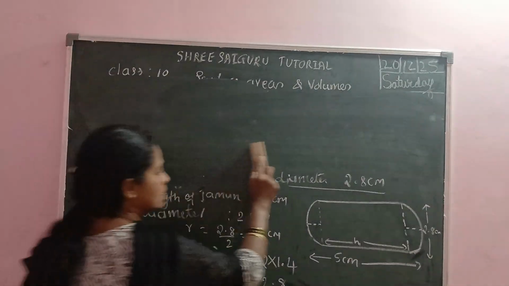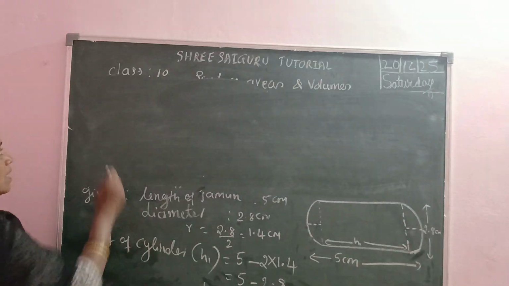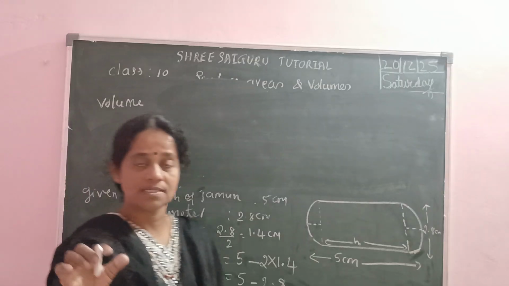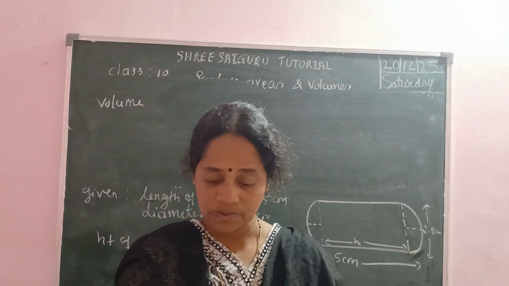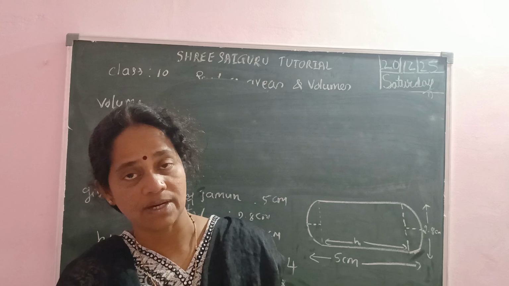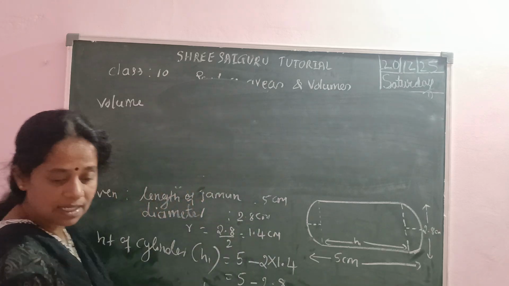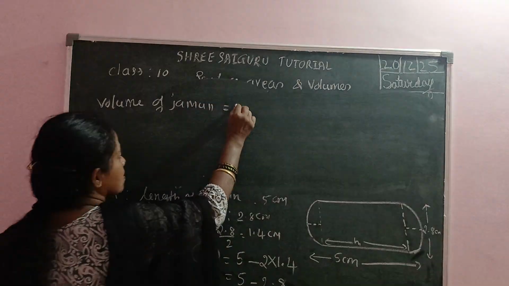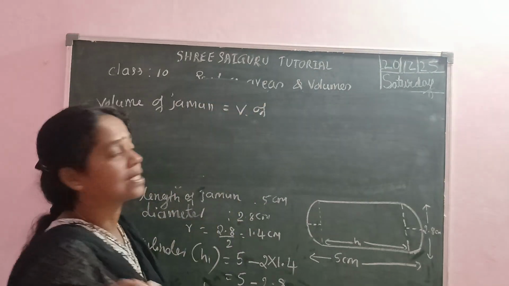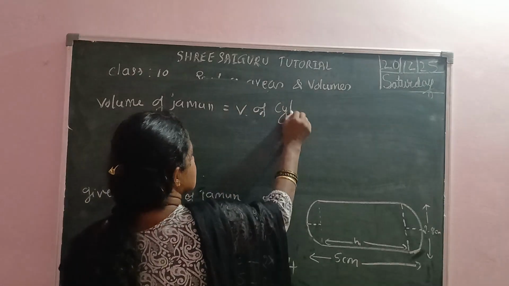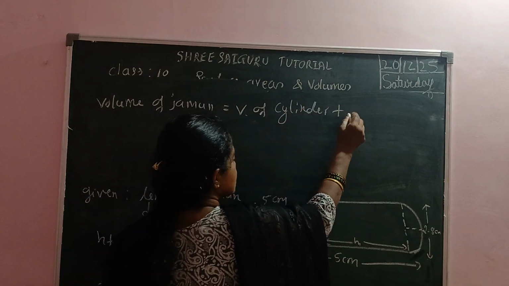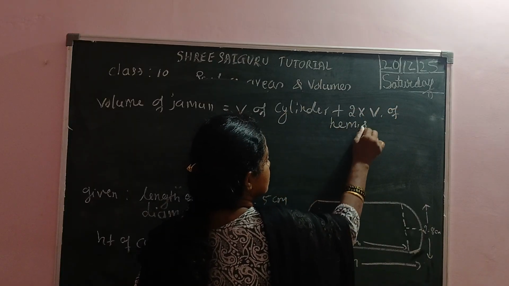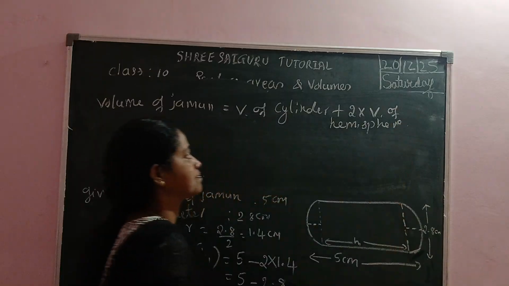Then we should calculate the volume of a jamun, since its 30% is the volume of the sugar syrup. Now the volume of the jamun. Volume of jamun is equal to, V means volume, a short character, volume of the cylinder plus 2 times the volume of the hemisphere.